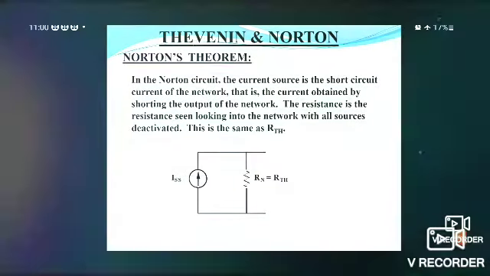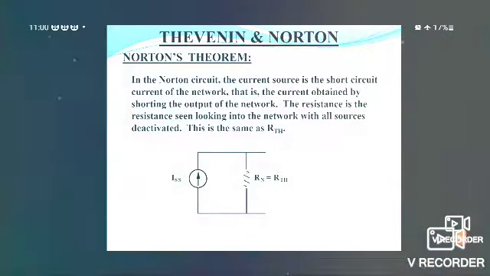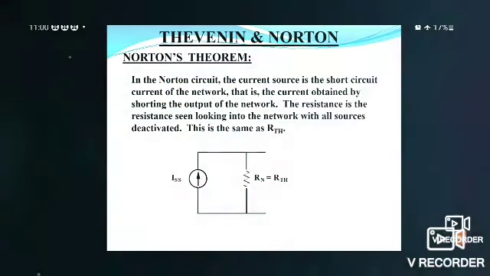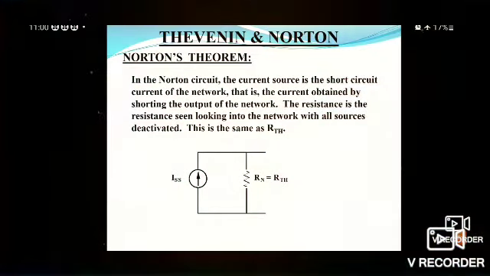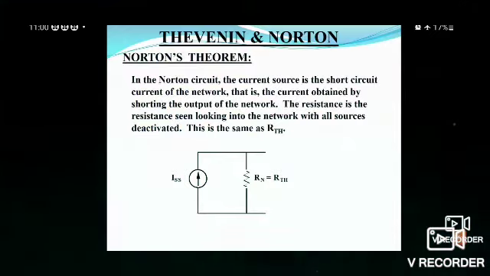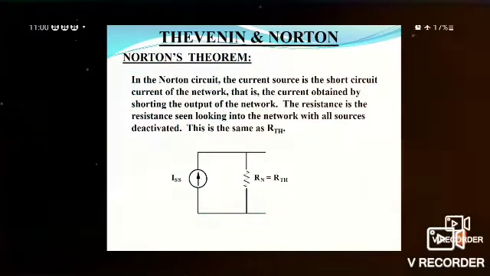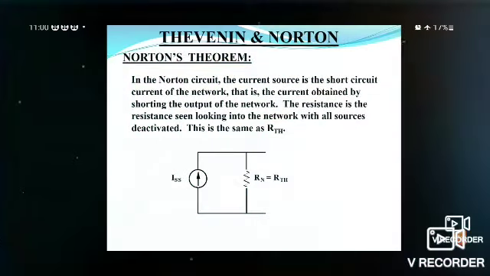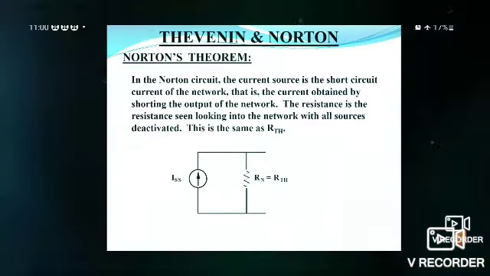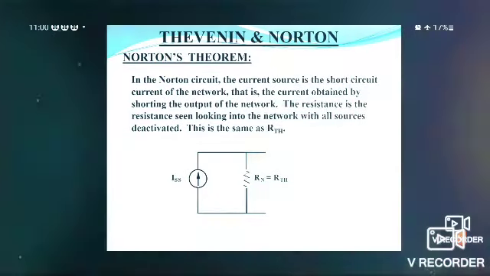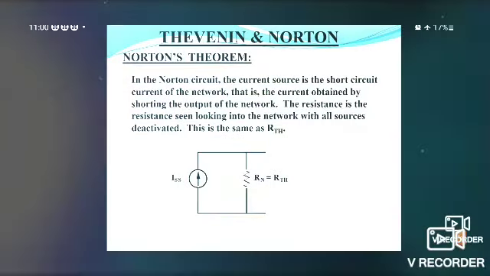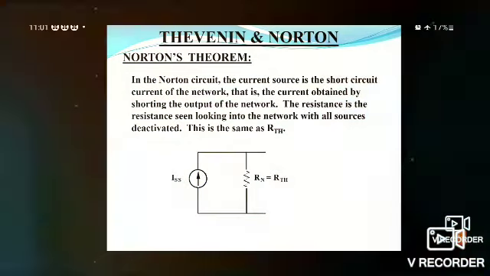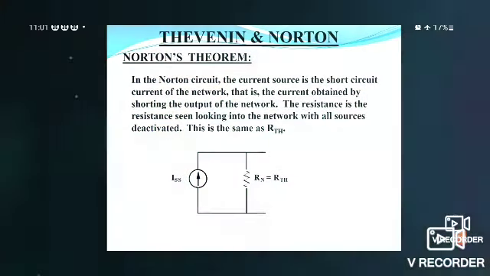It states that the current source is the short circuit current of the network, that is the current obtained by shorting the output of the network. We have to short circuit the load resistance and find the value of the short circuit current. That short circuit current is the Norton current, ISC. The resistance is the resistance seen looking into the network with all sources deactivated. With all sources deactivated, we look back into the network for the resistance. That resistance is known as RTH, which is equivalent to the Norton resistance RN. So ISC in parallel with RN gives the Norton equivalent circuit.